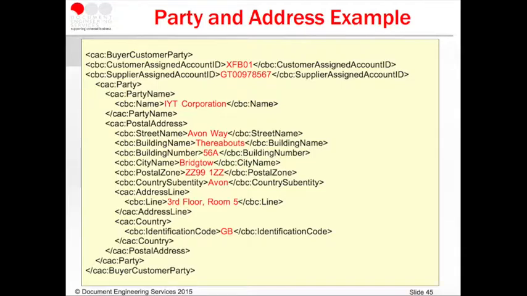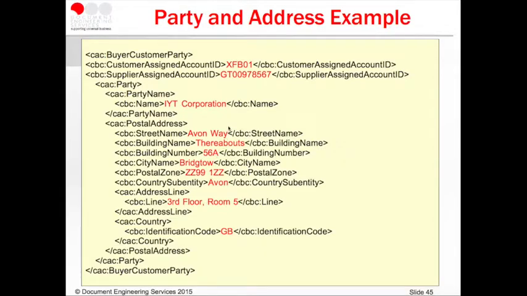So here's a definition of a buyer-customer party. So we can see, as we mentioned, buyer-customer party has extra information that's not in the normal party structure, such as customer assigned account ID. Here is the normal party structure, and the party structure has a name and a postal address. And here are the components of the address we're using.